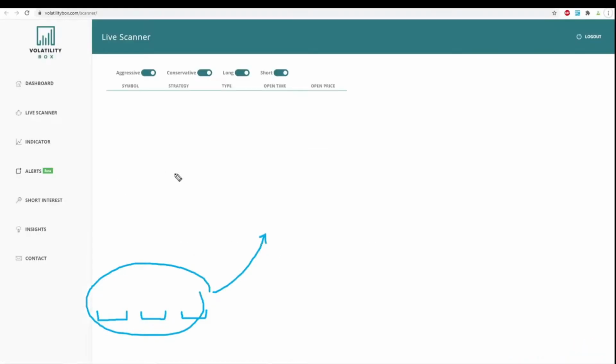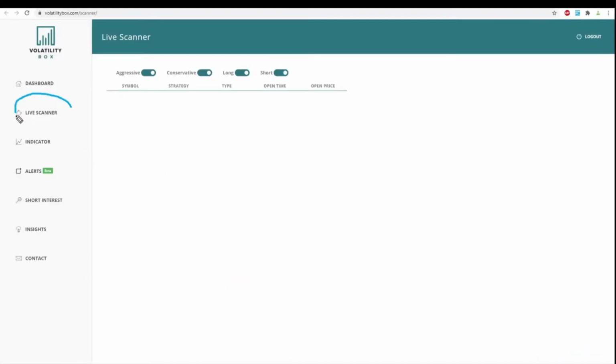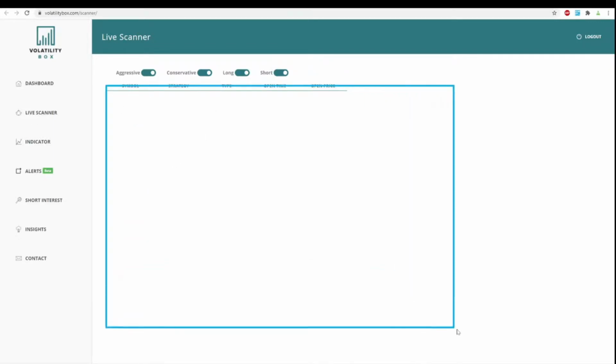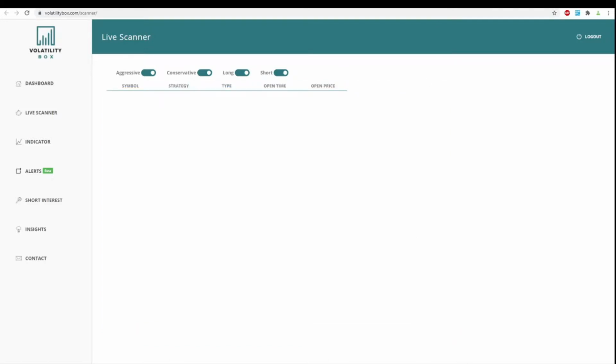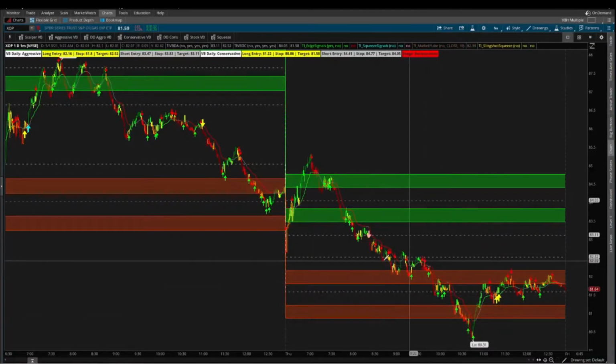For those that don't know, the live scanner is something we've built inside of our platform. This is our Stock Volatility Box platform, and it's empty right now, but during market hours, you'll see that this updates with a list of stocks. This is a scanner we've built. It updates every 15 seconds with new places where we have volatility trades setting up. Those volatility trades look like this. Just to give you a preview, that's when we've breached one of our volatility box zones.